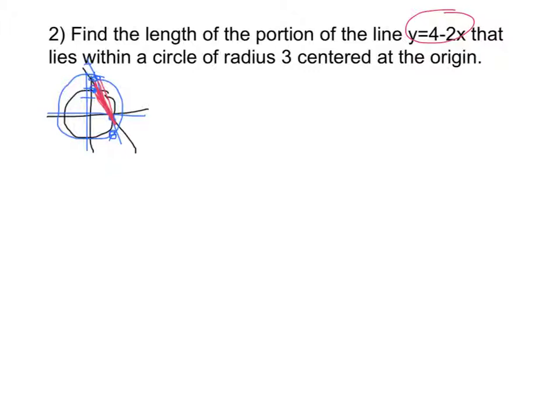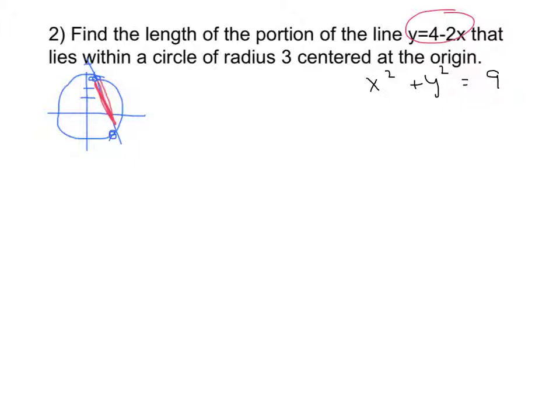Awesome. Now I also need the equation of the circle in order to do that. Because I have a circle of radius 3 centered at the origin, it has a fairly simple equation. It's just x squared plus y squared equals the radius squared. So 3 squared gives me 9. So that's the equation of my circle.